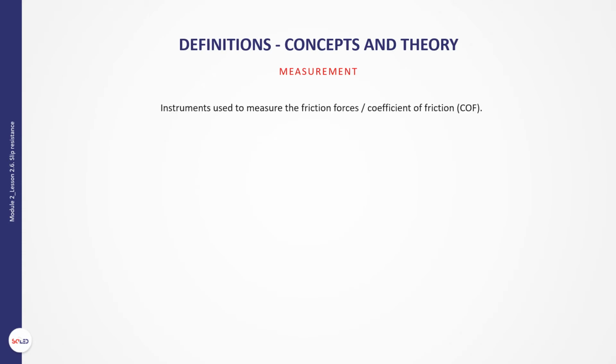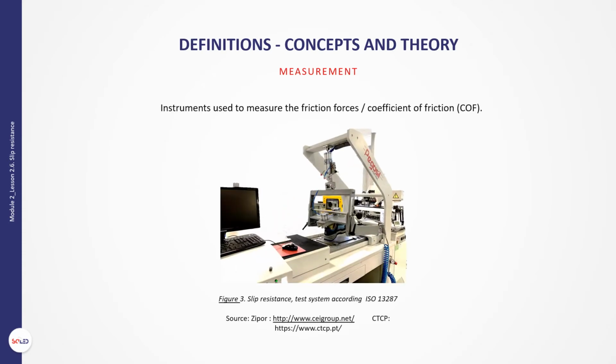Mechanical instruments are used to measure the friction forces acting at an interface between a floor surface and shoe material. These apparatus give the coefficient of friction, COF, between a test foot fitted with footwear and a floor in order to assess the pupil's risk of slipping while walking.